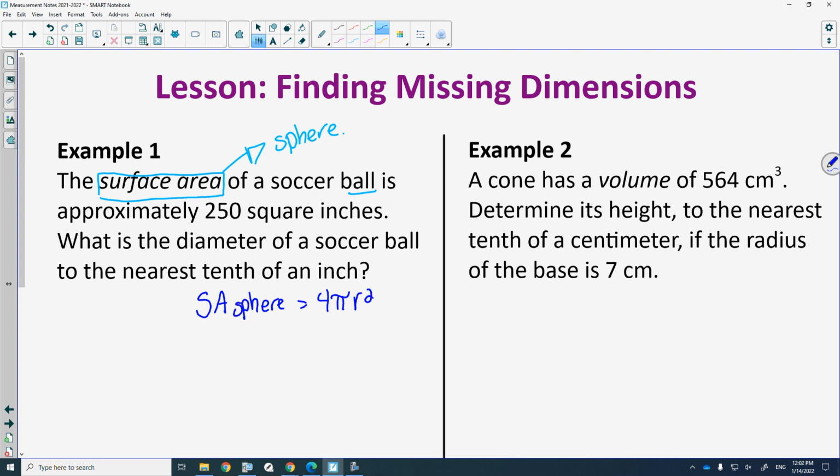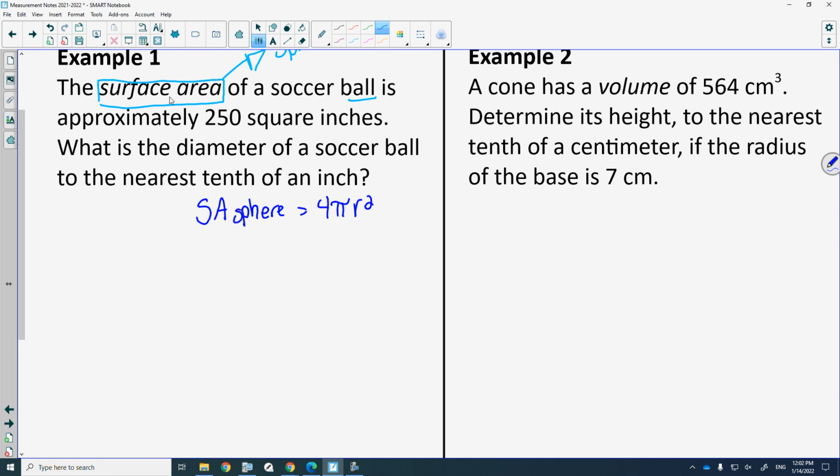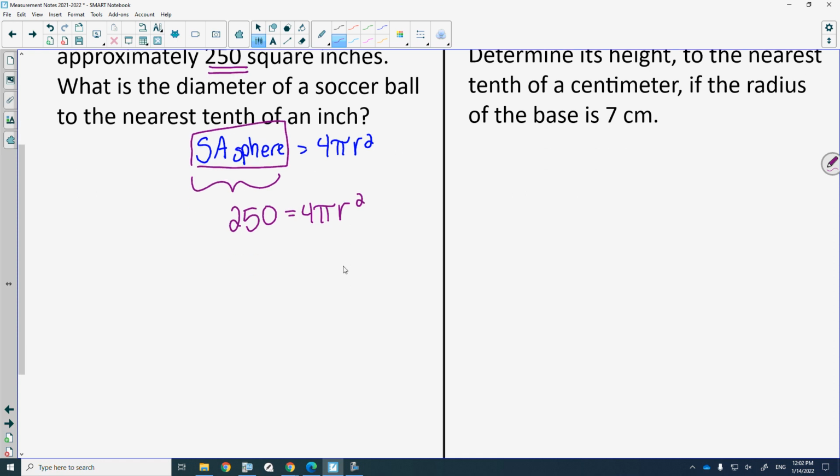Then what you do is you go through the question and you say, what numbers can I fill in where? So you're going to look for different numbers that you could fill in. So what it says is the surface area of a soccer ball is approximately 250 square inches. So this 250, they say that that's the surface area of the soccer ball. So you take out that, and that's going to be 250. That is equal to 4 pi r squared. The question is going to be, what is the diameter? But the only thing we're able to manipulate right now to solve is we're going to be getting this radius by itself. So we need to get rid of this 4 pi.